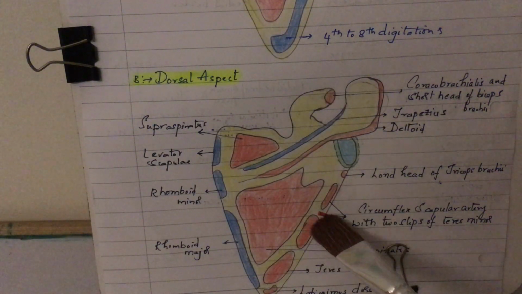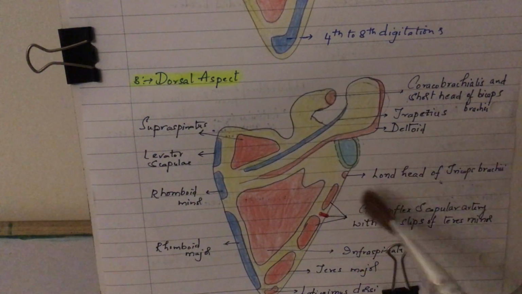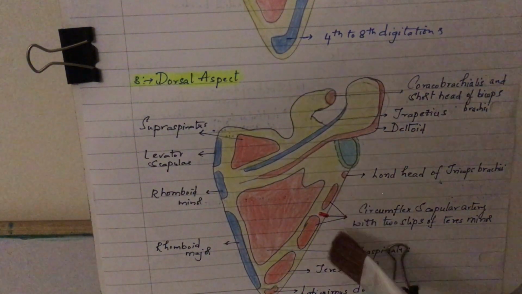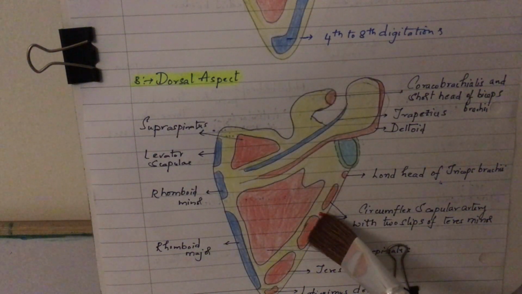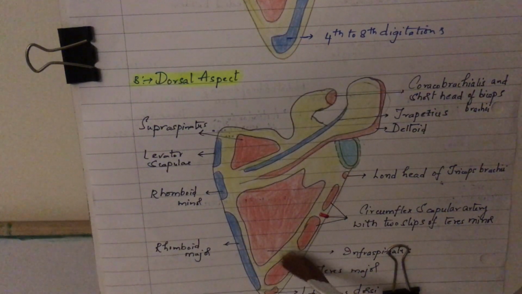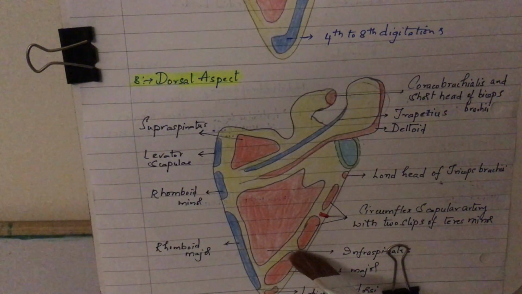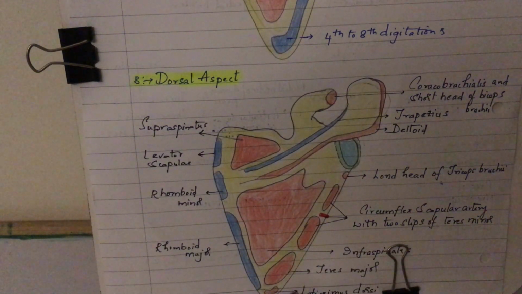The artery which lies between the two slips is the circumflex scapular artery. This is one of the viva questions. Between the two slips of the teres minor, we have an artery, that is the circumflex scapular artery. And then teres major arises from the lower 2/3 of the dorsal aspect of the lateral border. Teres major. Then we have latissimus dorsi.